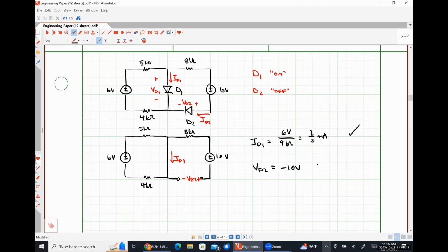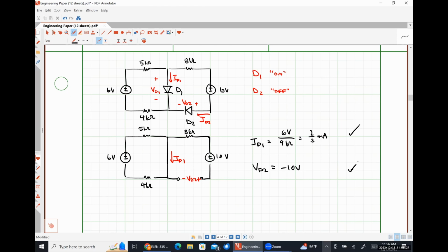Does this mean that our assumption about the on-off state of diode 2 was correct? Absolutely. So we got it first go. Yay for us, or for Nathaniel and Haban.